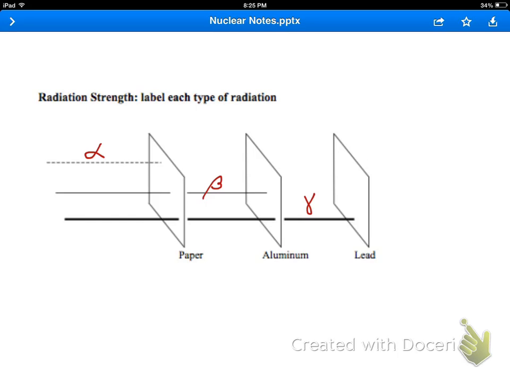Here's an overview of the 3 types of radiation, alpha, beta, and gamma. And you can see that alpha radiation is stopped by paper, beta is stopped by aluminum, and it takes lead to stop gamma radiation, highest energy. So lowest, medium, highest energy.